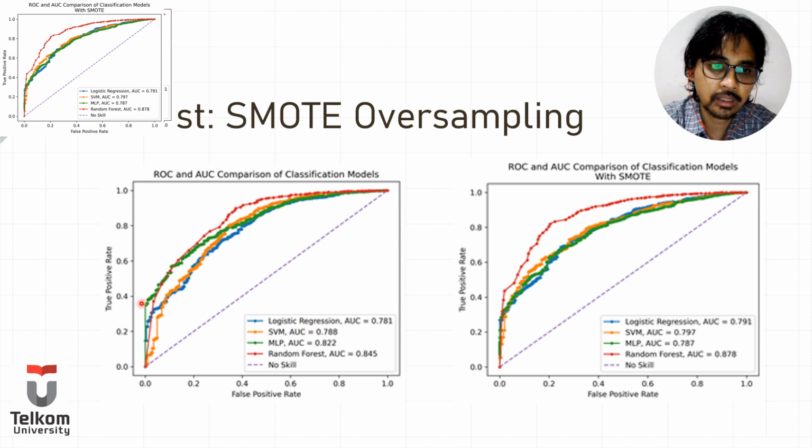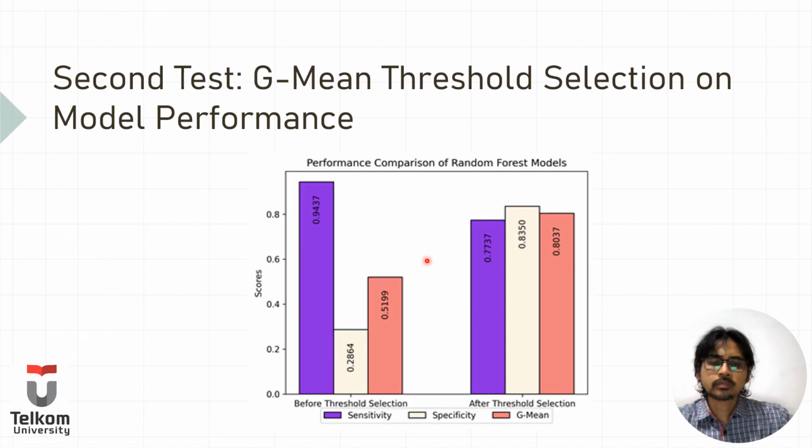On the left side are the models without SMOTE, and on the right side are the models with SMOTE. Here we can see that SMOTE increases the performance of logistic regression, SVM, and random forest. However, it does not increase the capabilities of MLP. Also, we can see that in both scenarios, random forest has the most optimum results, and the most optimum result of all of them is the random forest with SMOTE. So for the next step, we use random forest with SMOTE as our optimum model. Now we test the performance of the G-mean threshold selection.